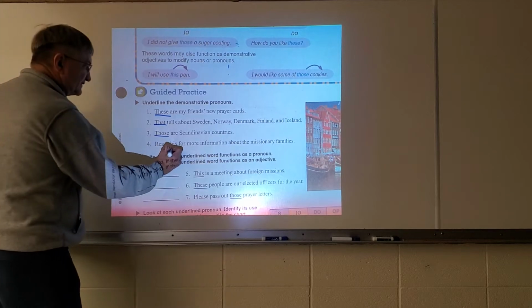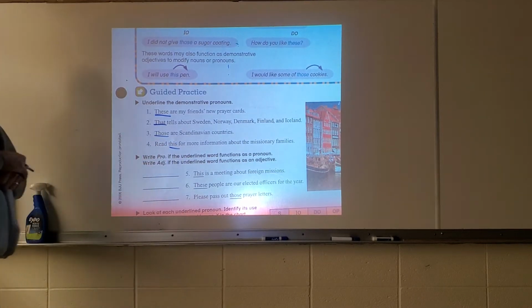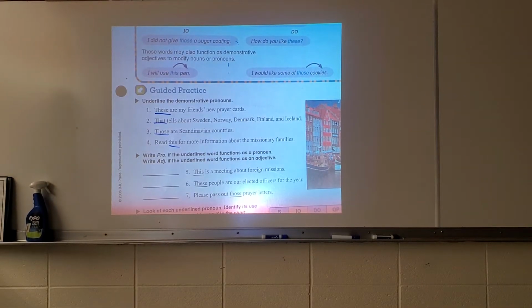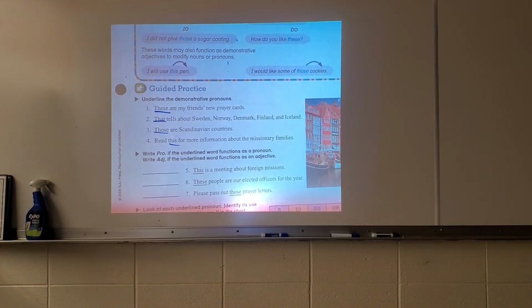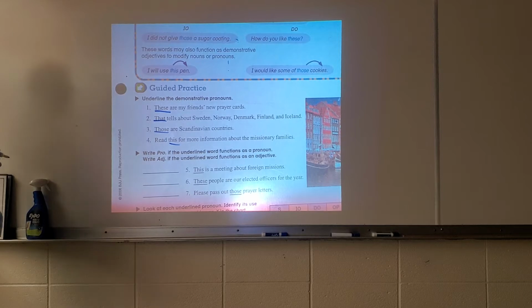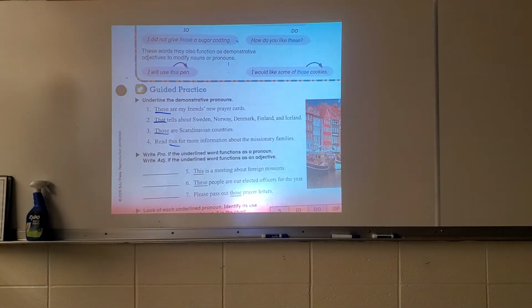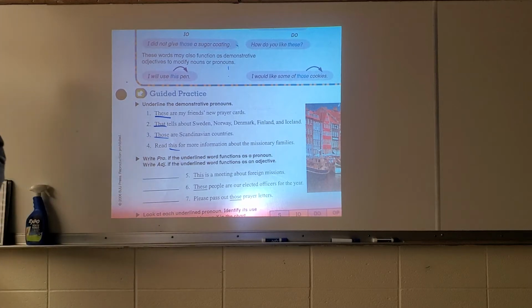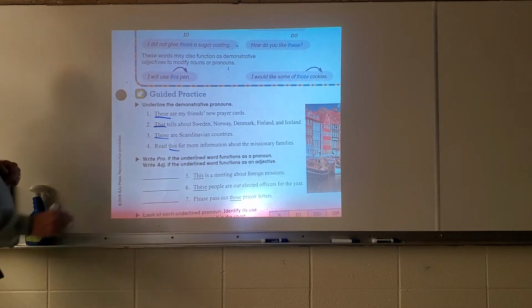Read this for information about the missionary families. So again, you have the word this, and this falls into the category of something near. So again, on the first one, these. If you take a look in the orange box up there, if you have the word these, you're talking near.